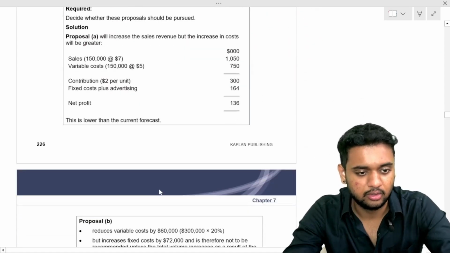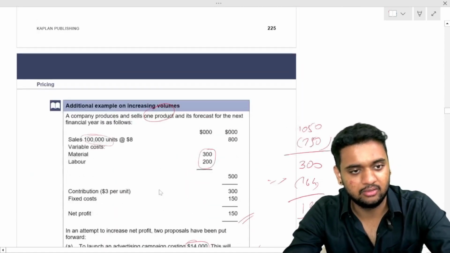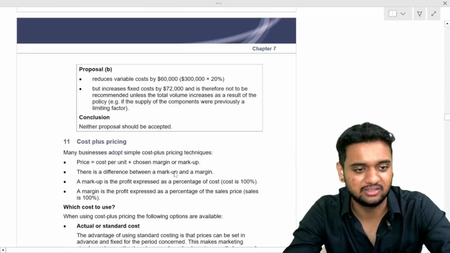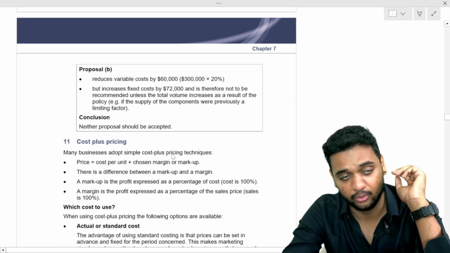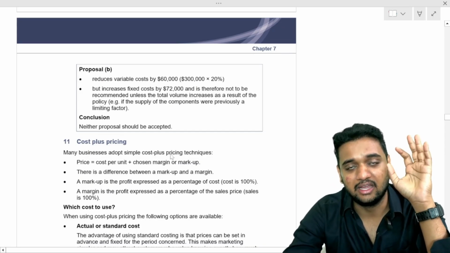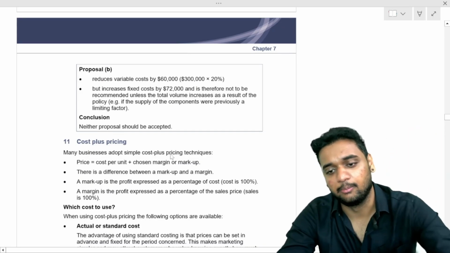Understood? Some small questions they will ask. They will not ask it as a full question. As a part of the question, for 3 months, they will ask. Understood, all of you? Yes, sir. With this, we are done with the demand-based pricing approach.